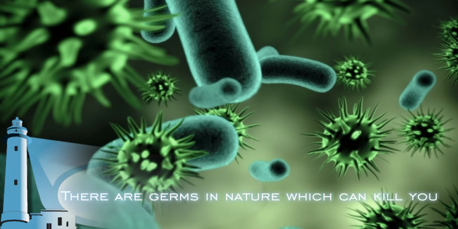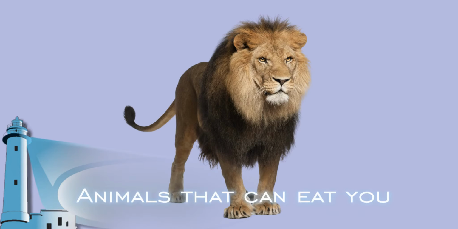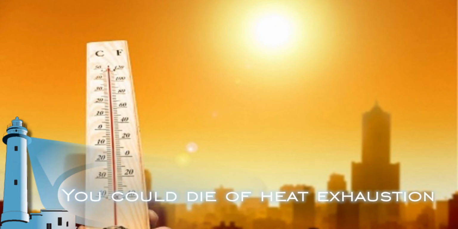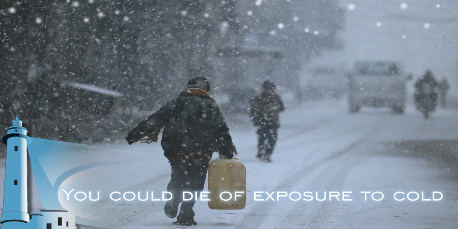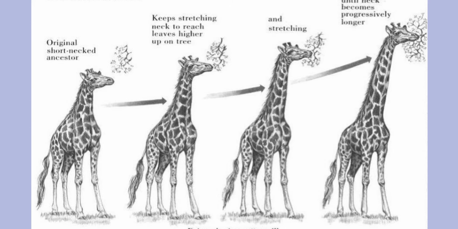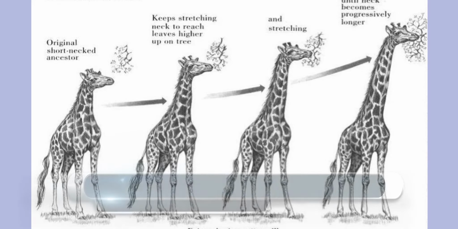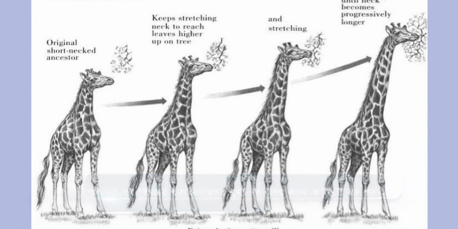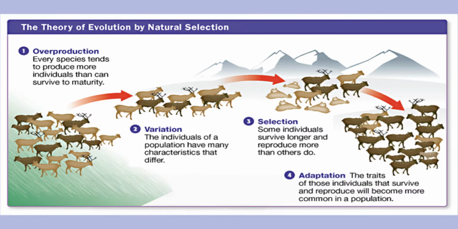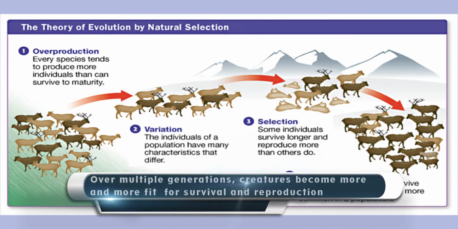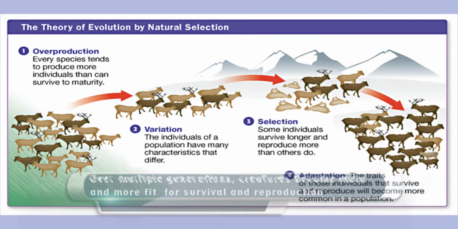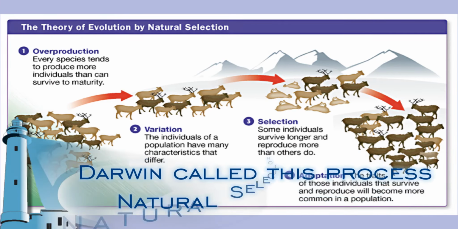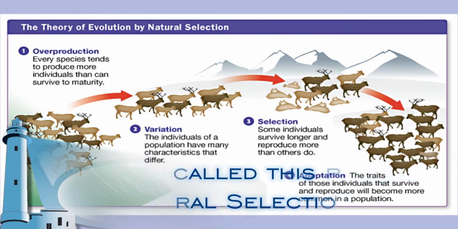There are germs in nature which can kill you, animals that can eat you. You could die of heat exhaustion. You could die of exposure to cold. When parents produce a variety of offspring, nature, simply by being difficult to survive in, decides which of those variations get to live and reproduce and which do not. Over multiple generations, creatures become more and more fit for survival and reproduction within their specific environment. Darwin called this process natural selection.